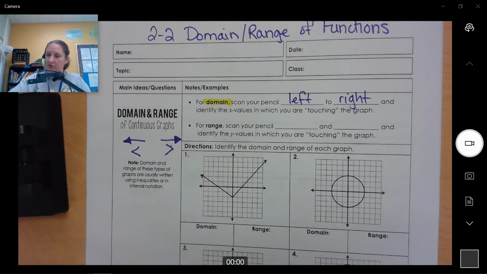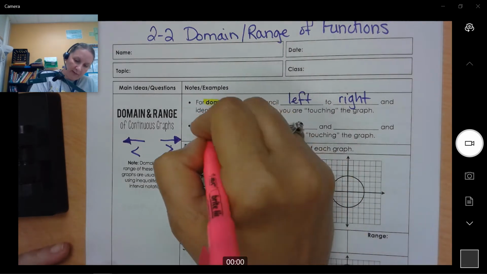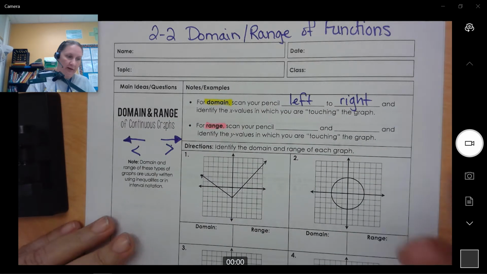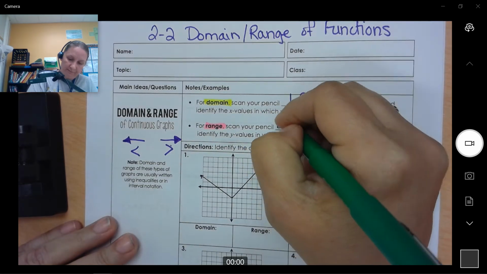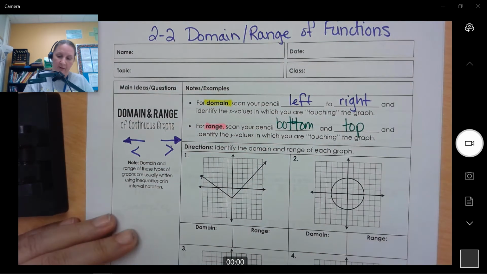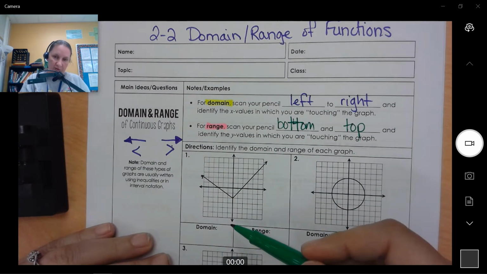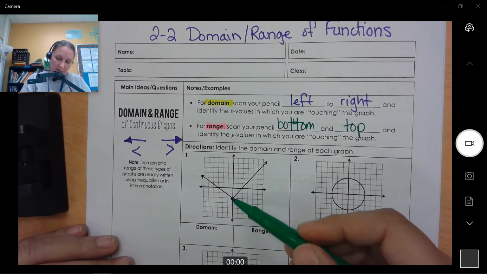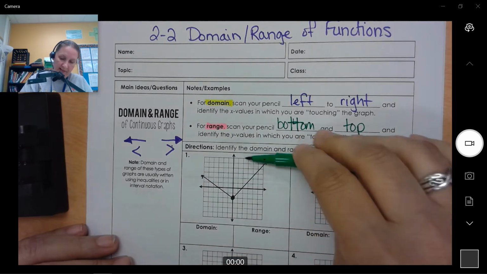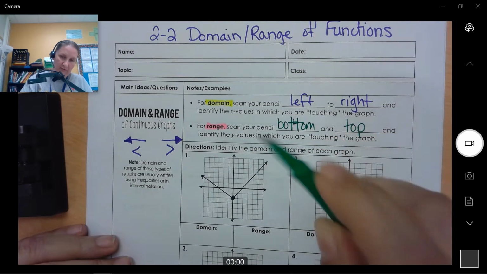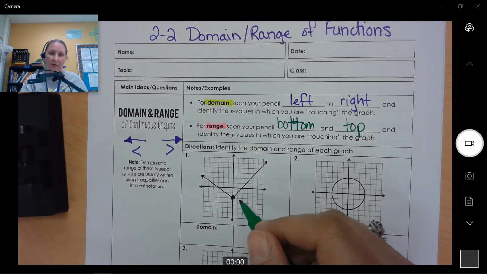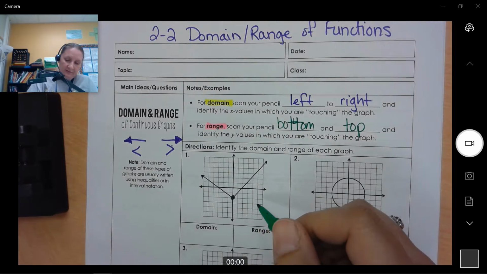So range is going to be found by going from the bottom to the top. So you're going to start looking at the floor and look to the ceiling. You're going to go from the bottom to the top, starting at the bottom where your lowest point is. It's right here. And then keep on following up until you see the last spot where there's a point, in which case there's an arrow. And we'll start with that. Okay, so we're going to look at these different graphs.